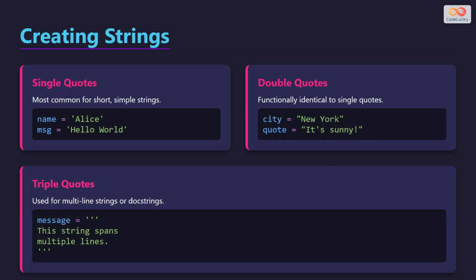Creating strings is straightforward. You can use single quotes, which are great for short words, or double quotes, which work exactly the same way. Python treats them identically. However, if you need to write a long block of text that spans multiple lines, or if you are writing documentation, you should use triple quotes.